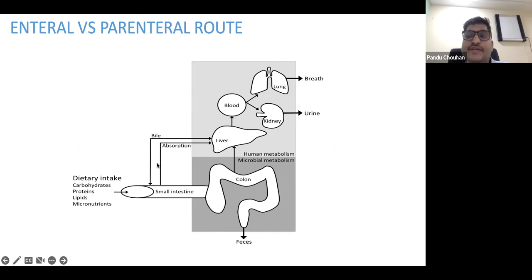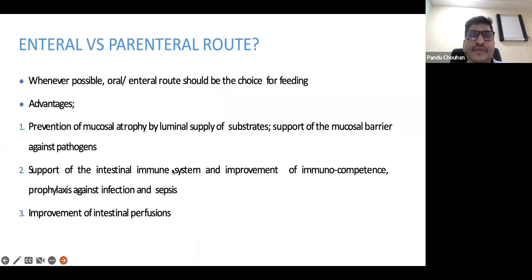So the central venous route has complications or risks like the introduction of infections and the introduction of toxins directly into the venous system, because it bypasses the liver, where certain infections as well as toxins undergo xenobiotic metabolic transformation. So whenever possible, the oral or enteral route should be the choice of feeding.